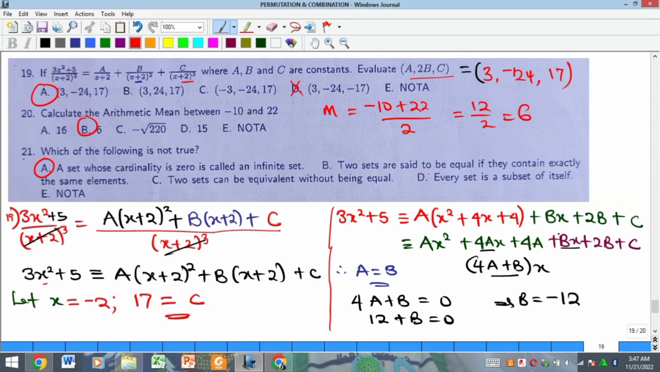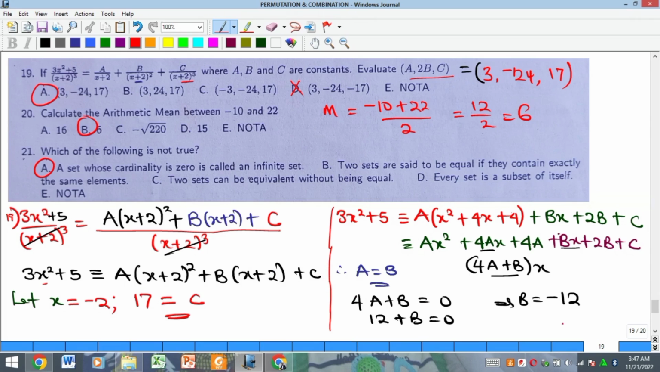Two sets are said to be equal if they contain exactly the same elements. That is true. Two sets can be equivalent without being equal. That is true. You can have two sets that have the same number of elements. That's equivalence, and yet not equal. Yes. So every set is a subset of itself. That's also true. So only A is the option that is not true for number 21.